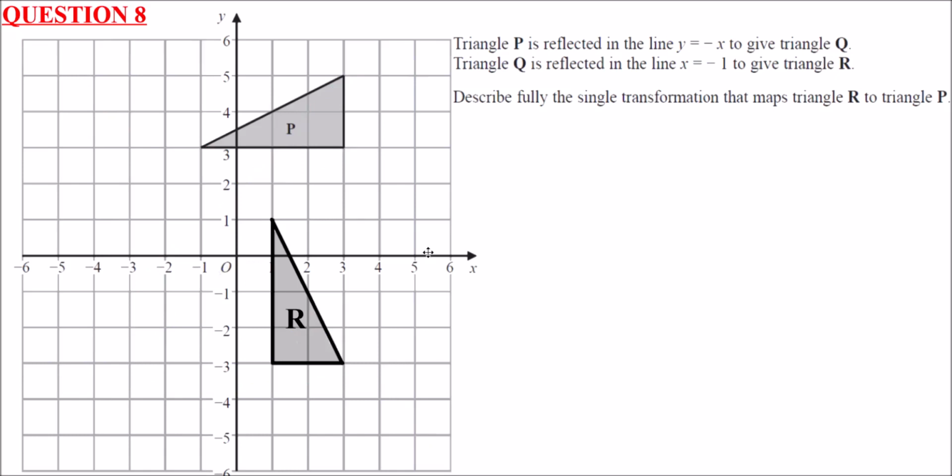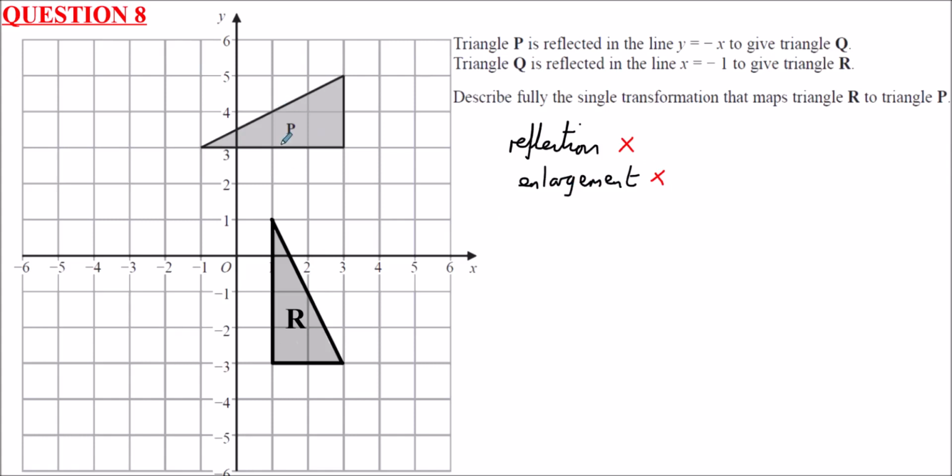Next, it says to describe fully the single transformation that maps triangle R to triangle P. Well, just by looking here, we can't get from P to R by a reflection. There's no way I could reflect P to end up with R. So it's not a reflection, so we can rule out a reflection. Has it got bigger or smaller? Is it an enlargement? Well, it's exactly the same size. It's not got any bigger or smaller, so we can rule out enlargement.